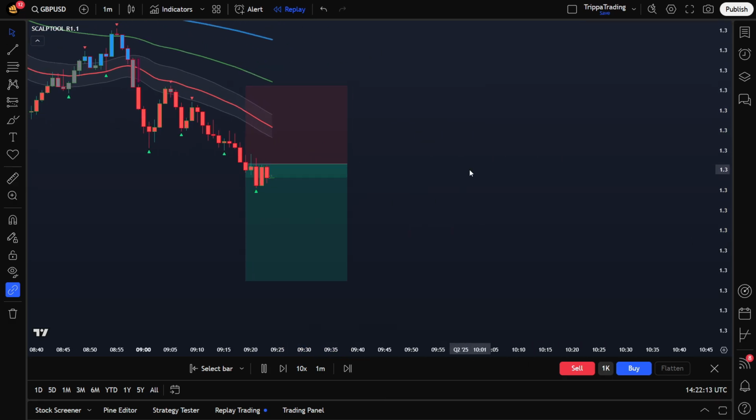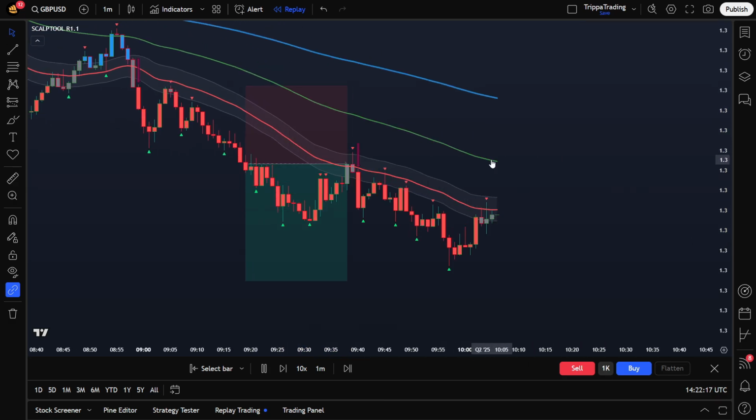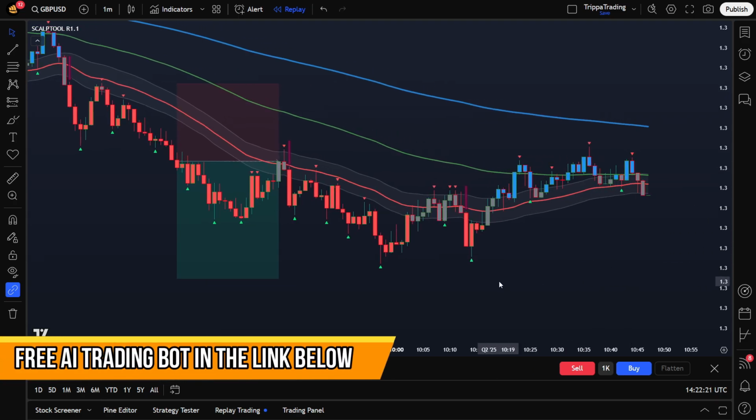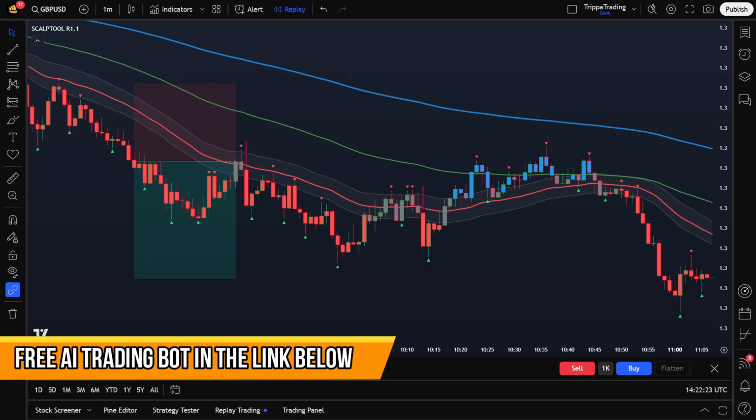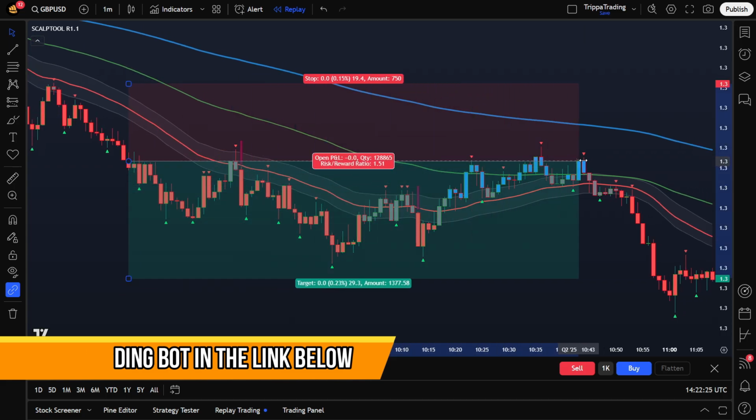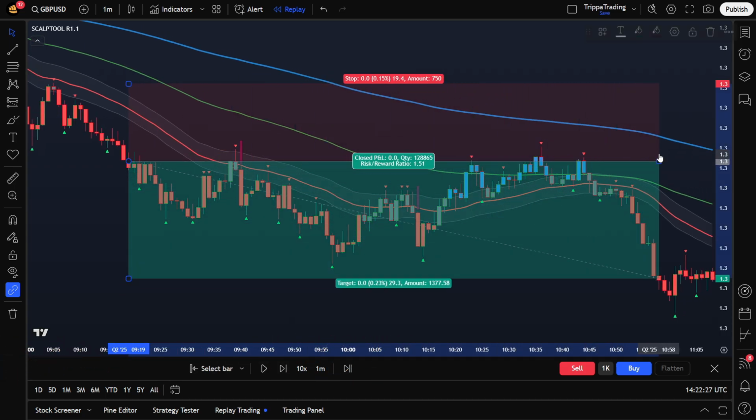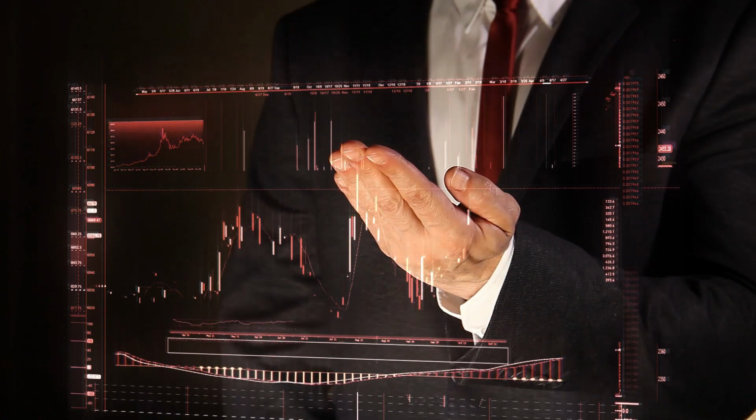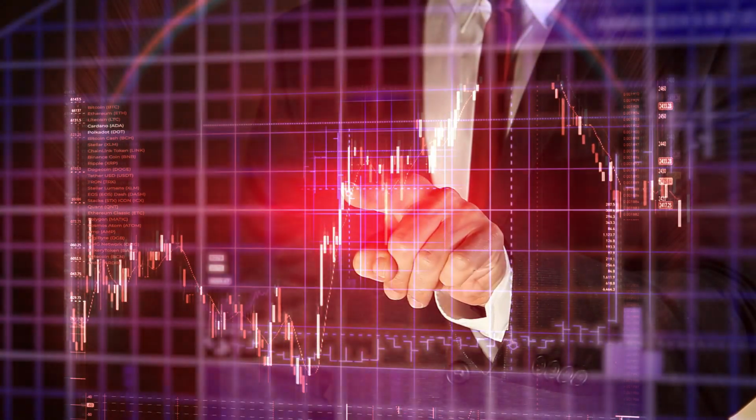You can also add confluence by checking for bearish engulfing or pin bar candles forming right at the resistance or support zones. These patterns give you extra confirmation before entering the trade. Another tip, avoid trading during news hours or low volume sessions. This strategy works best when the market has decent volatility, like during London and New York sessions.